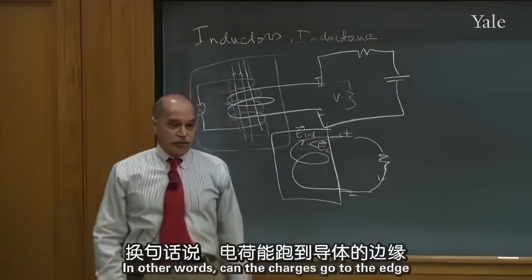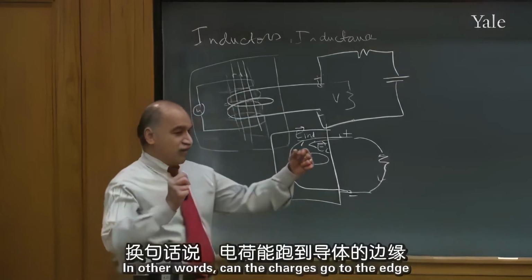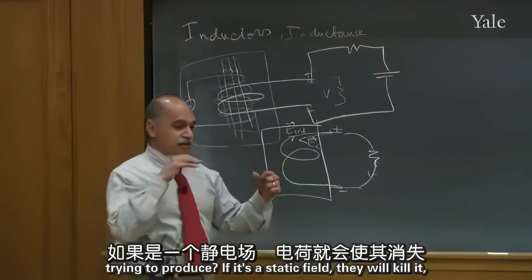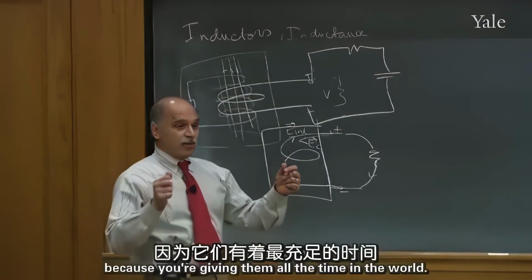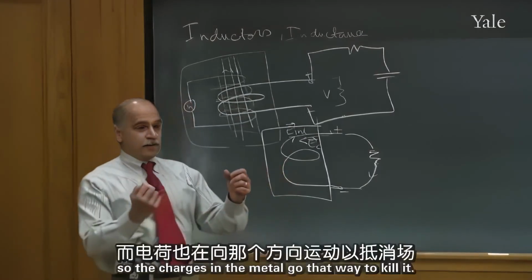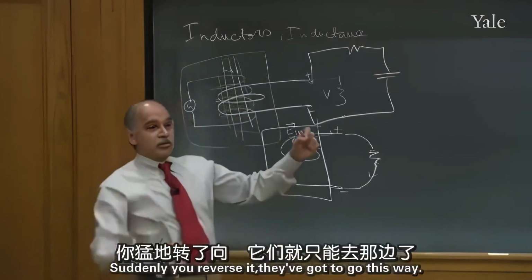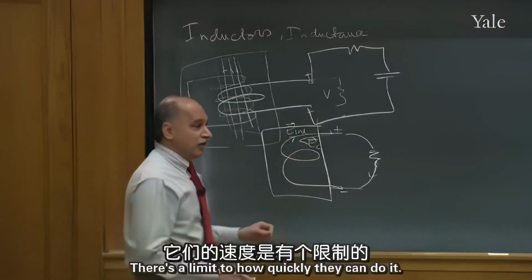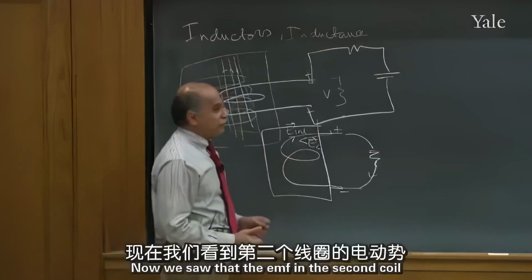field. In other words, can the charges go to the edge of a conductor and screen any internal field you're trying to produce? If it's a static field, they will kill it because you're giving them all the time in the world. But if you keep changing your mind, one minute the external field goes this way, so the charges in the metal go that way to kill it. Suddenly you reverse it, they've got to go this way. So how quickly can they do this dance? That's a limit to how quickly they can do it. But that's a very, very high frequency, so you don't have to worry about that.